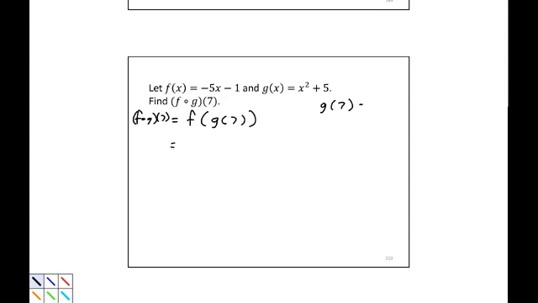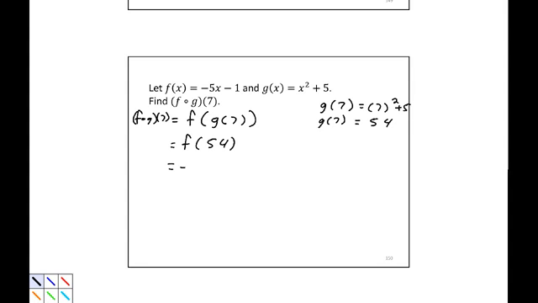I'm going to do this in a couple of stages. g of 7 would be 7 squared plus 5. That would be 49 plus 5, which is 54. So g of 7 is 54. I'm going to replace g of 7 with 54. So this will be f of 54. Now we're going to take the output of putting 7 into g, and plug it into f.